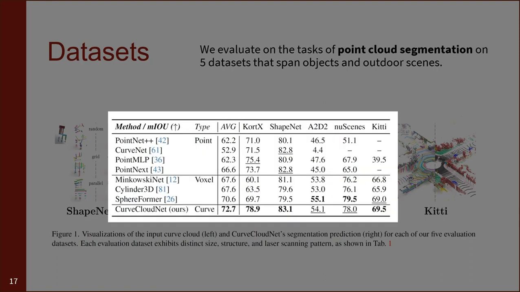On average, CurveCloudNet outperforms a set of competitive baselines, and is either the best or second best on each dataset. Importantly, CurveCloudNet showcases high mIoU accuracy on both object part segmentation as well as semantic segmentation of large outdoor scenes. In contrast, point-based backbones struggle to scale to larger outdoor scenes, while sparse voxel backbones fail to achieve competitive accuracy in the single object setting.